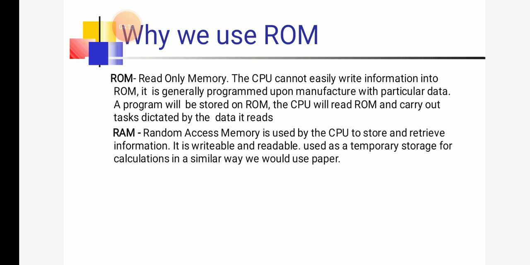RAM, random access memory, is used by the CPU to store and retrieve information. It is writable and readable. You can write and you can read. It is used as temporary storage for calculation, in a similar way to how we would use paper. So RAM is temporary and ROM is permanent. This is one difference, and volatile and non-volatile is also a difference. So ROM is, first of all, a read only memory, and you can use it as a permanent memory.